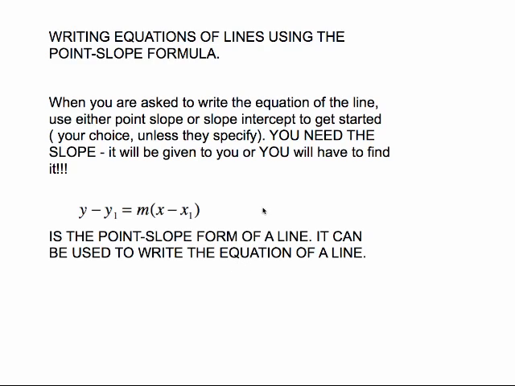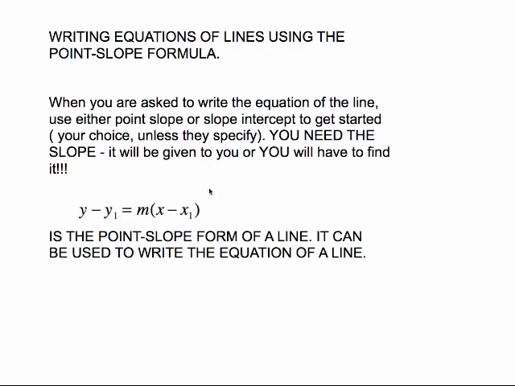Sometimes the directions will specify that you must first write it in point-slope form and then convert it to slope-intercept form. So this right here is the point-slope form. y minus y1 equals m times parentheses x minus x1. That's known as the point-slope form of a line because m is still your slope and the point is your x1, y1 that you would start with. Then sometimes you are told you have to put it into slope-intercept form.